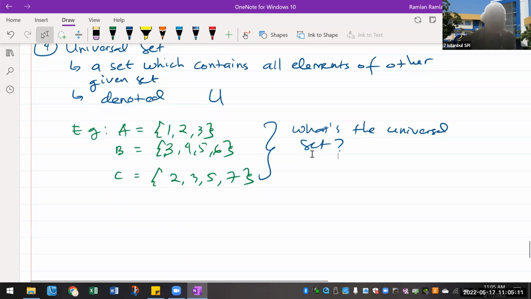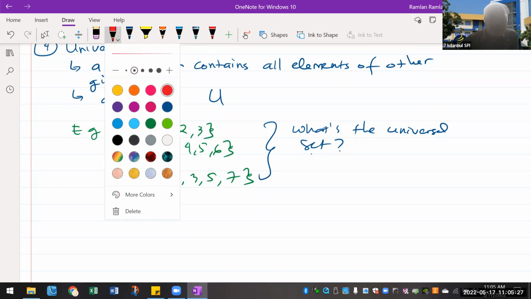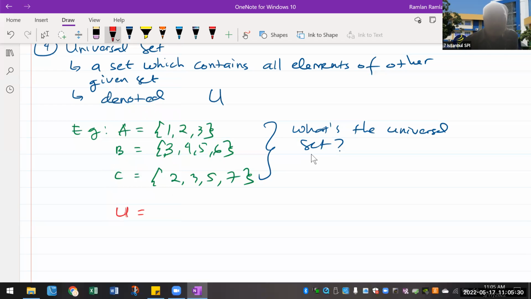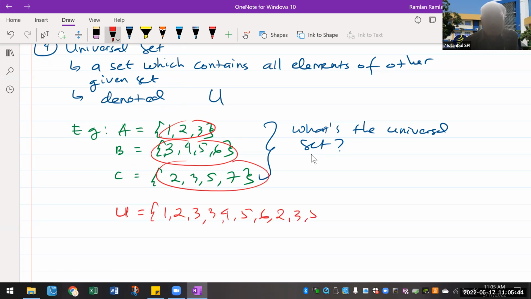I'm going to write down the answer for you guys. The U is going to be equal to combining all of them: 1, 2, 3, and then this one, 3, 4, 5, 6, and then this one, 2, 3, 5, 7.